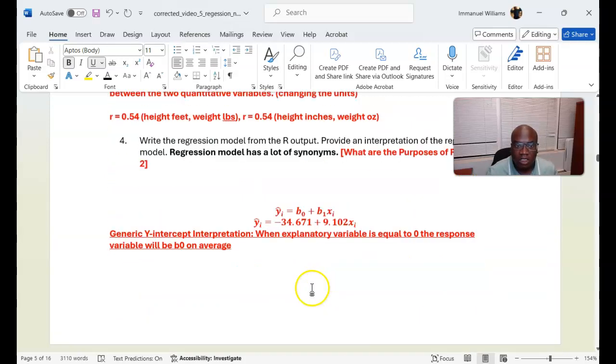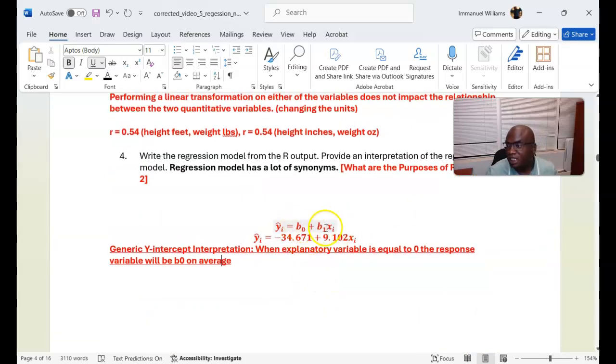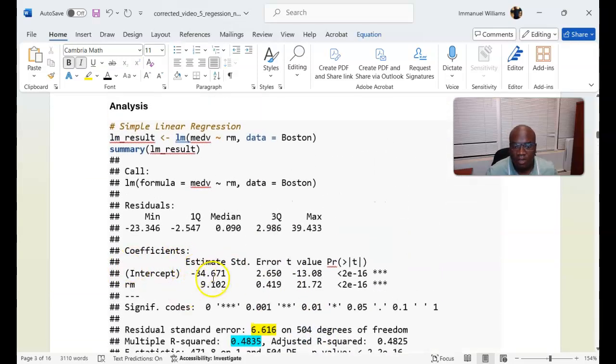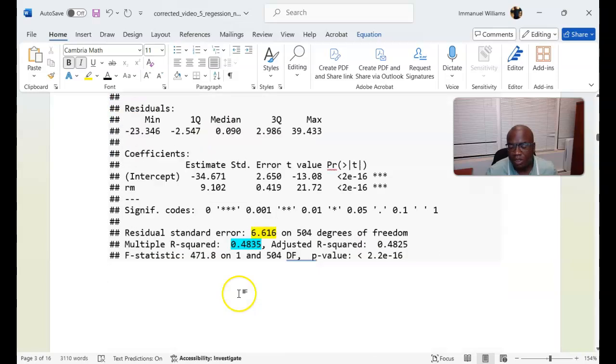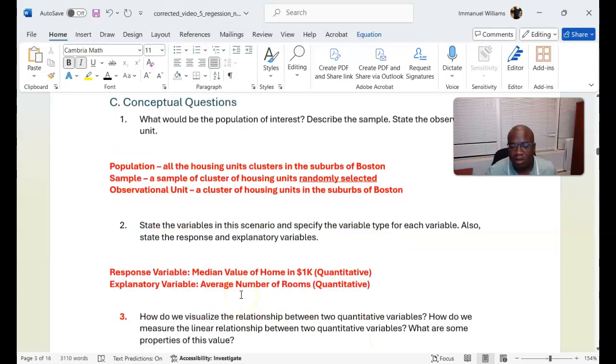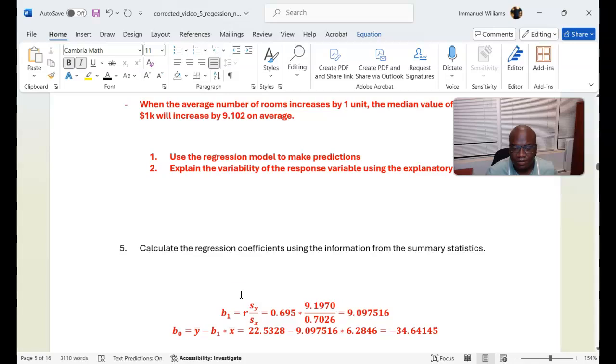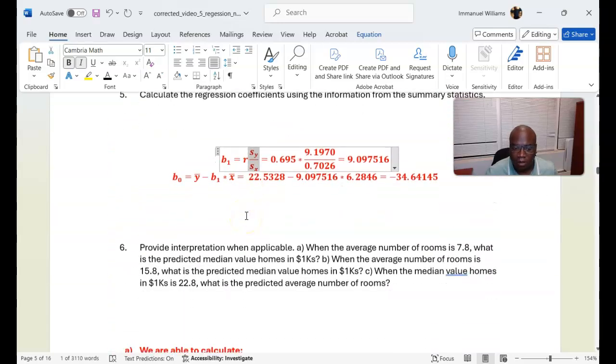With regards to B0 and B1, we can actually calculate these values from scratch, instead of using the R output and getting -34.67 and 9.10. We can calculate that by hand, and the equations look like this. I actually went ahead and just did it for you. B1 is equal to R times Sy over Sx. Sy is the standard deviation of Y, Sx is the standard deviation of X, and R is the correlation. You may ask, did I give you these values? I sure did above. I'm not going to go back up there for that.